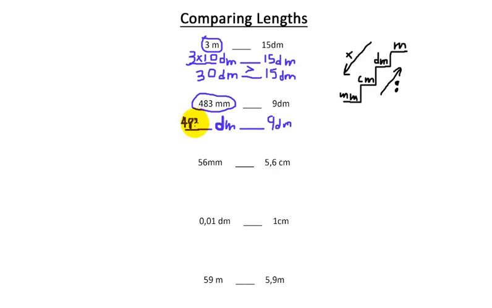Then to decide if we want to multiply or divide, we're going from millimeters to decimeters. So we're starting off here. We want to end up here. That is 2 steps up. So since it's up, we're dividing by 100 because it's 2 steps. 483 divided by 100 means I start the decimal point from here and I move 2 places to the left, and I get 4.83.